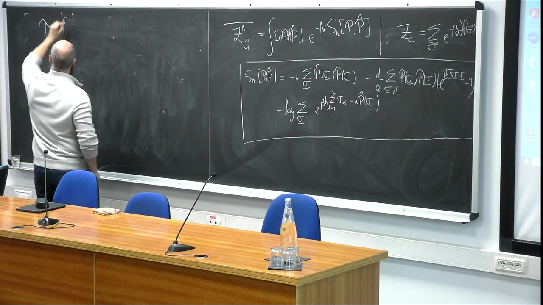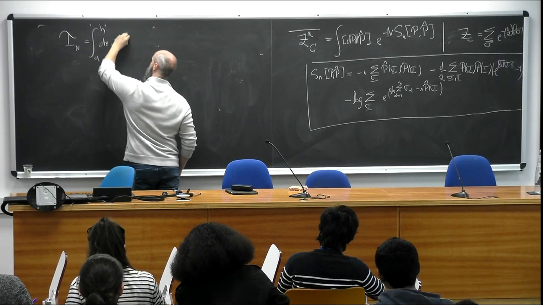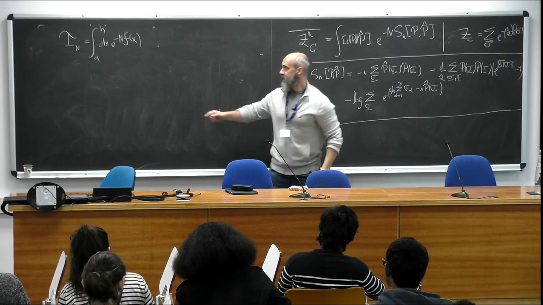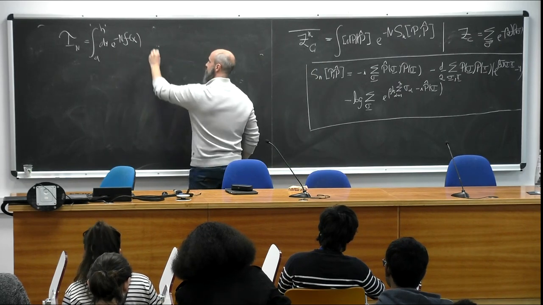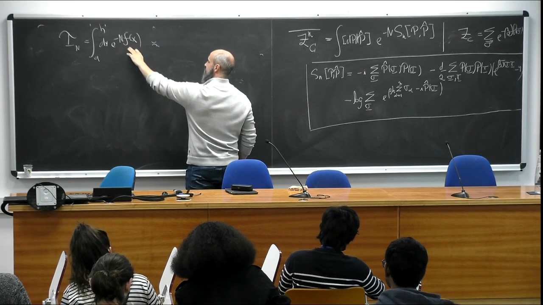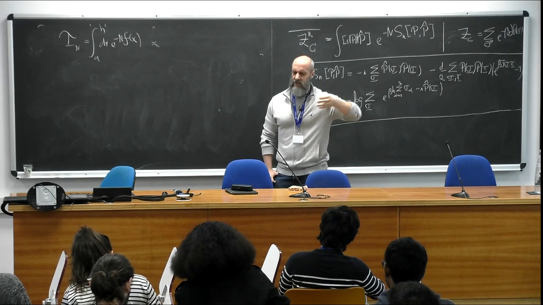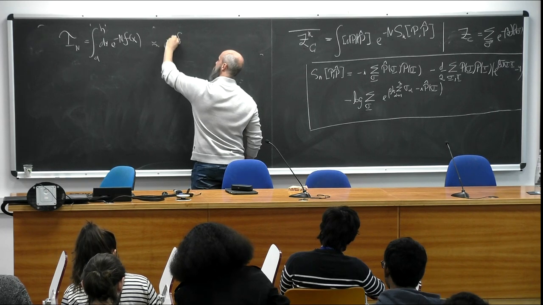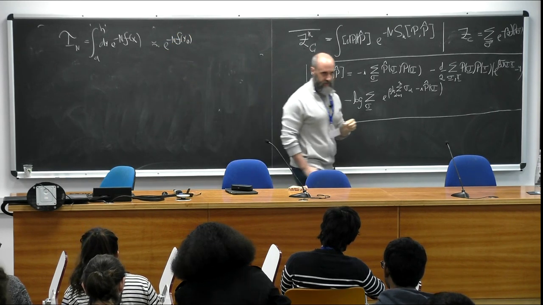Remember that we started introducing this. We have an integral over a and b, dx exponential of minus n f of x, yeah? So here is simply an integration over one variable. And here we managed to prove that this behaves asymptotically as the exponential of minus n f of x evaluated at the minimum of the function.